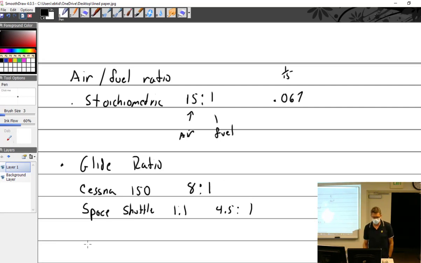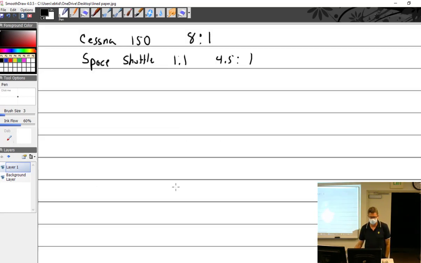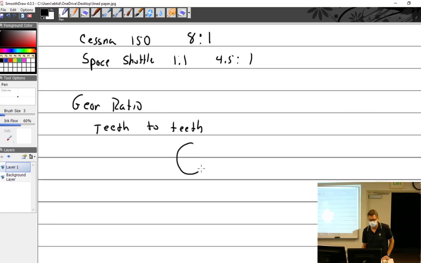What was the one I just heard? Gear ratio? Okay, gear ratio. Gear ratio is the hardest one, and that is just teeth to teeth. So we're looking at a gear. It's how many teeth on this gear to how many teeth on that gear. So if you had a very large gear with, say, 100 teeth, and you had a very small gear with only 20 teeth, then that's 100 to 20, or you can convert it down, which would be 5 to 1, right?